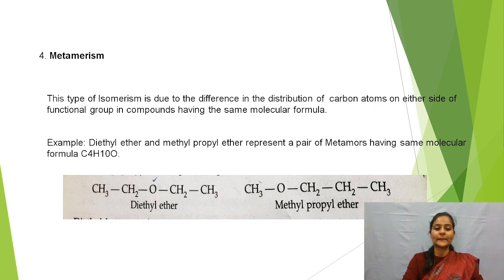As you can see in the example of diethyl ether, two carbons are attached on both sides of the oxygen atom, but in case of methyl propyl ether, on one side of the oxygen atom there is only one carbon, and on the other side of the oxygen atom there are three carbon atoms present.